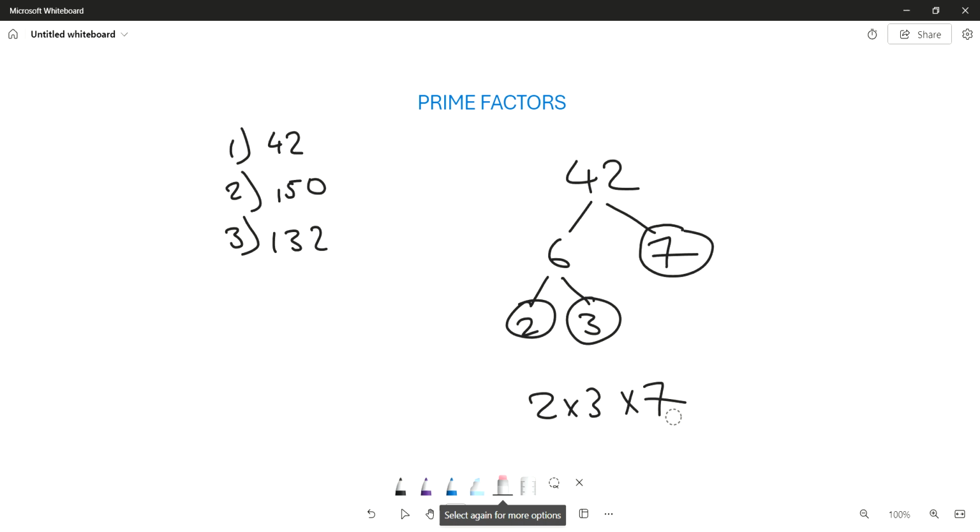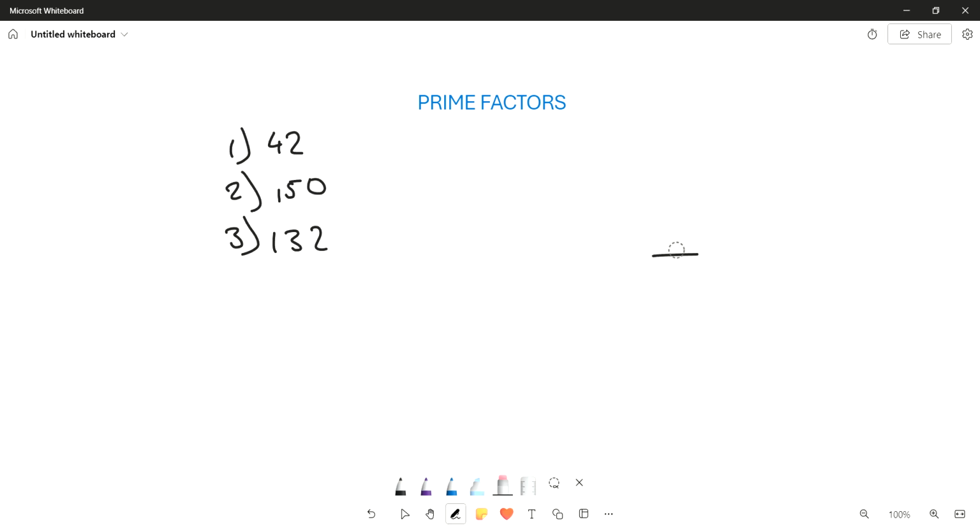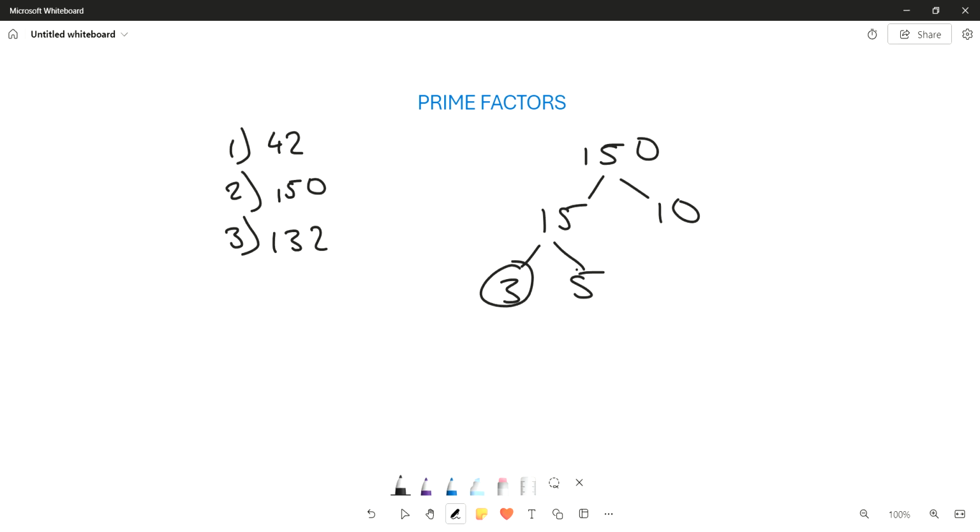Let's have a go at 150. Two numbers that multiply to give 150: 15 and 10. Are either of these prime? No, so we can continue again. Two numbers that multiply to give 15: 3 and 5. Now we have two prime numbers, so we're going to stop here. What are two numbers that multiply to give 10? 2 and 5. And once again on this side we have two prime numbers, so we're going to stop here.